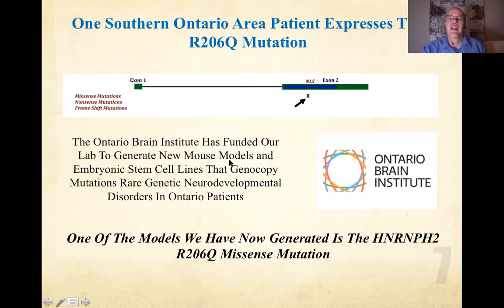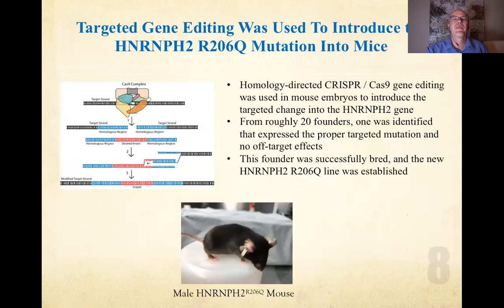Now, my laboratory has been funded to study neurodevelopmental conditions for some time, and as part of our work with the Ontario Brain Institute, we've been funded to generate new mouse models and embryonic stem cell lines that genocopy rare genetic mutations that are seen in Ontario area patients. And there's one Southern Ontario patient that expresses an R206Q mutation of HNRNPH2. And so one of the mouse models that we've now generated is indeed this R206Q missense mutation of HNRNPH2.